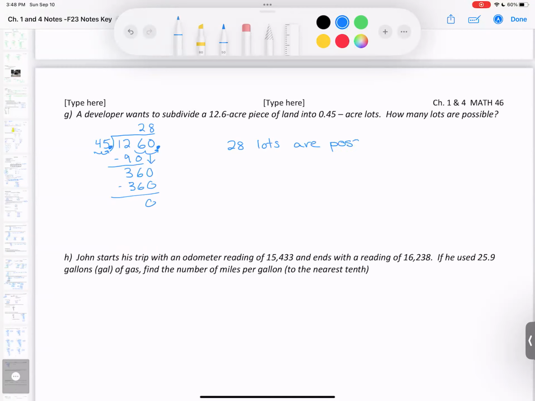Now, question for you. What if my answer had been 28.3 or 28.8? Well, there would still only be 28 lots possible. There would just be a little bit left over because there's not enough to make another lot.